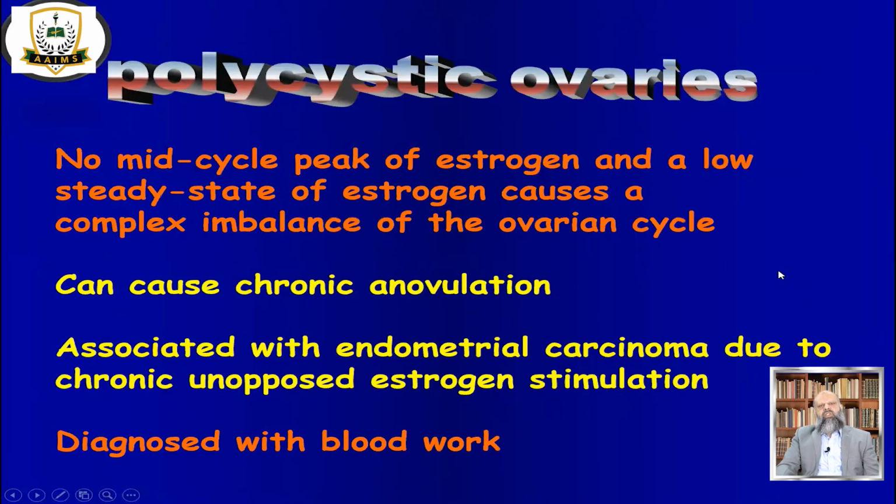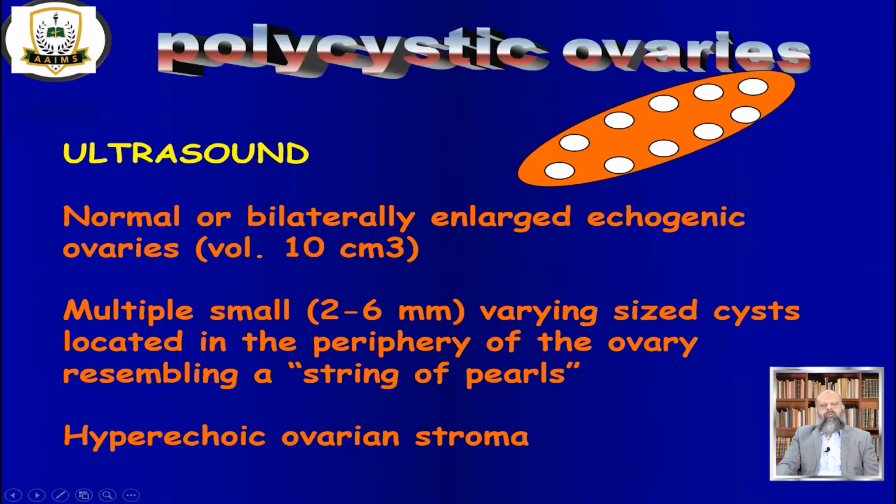Then comes the polycystic ovaries. There is no mid-cycle peak of estrogen and a low steady state of estrogen, which causes a complex imbalance of the ovarian cycle. It can cause chronic anovulation and is associated with endometrial carcinoma due to chronic unopposed estrogen stimulation, and it can be diagnosed by blood flow patterns.